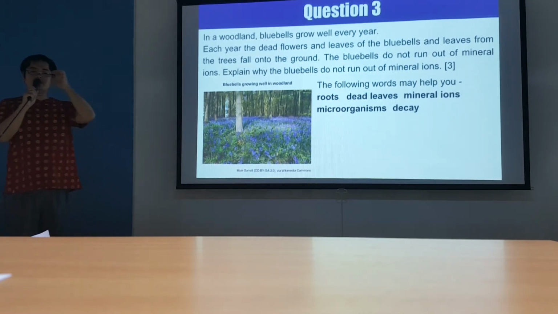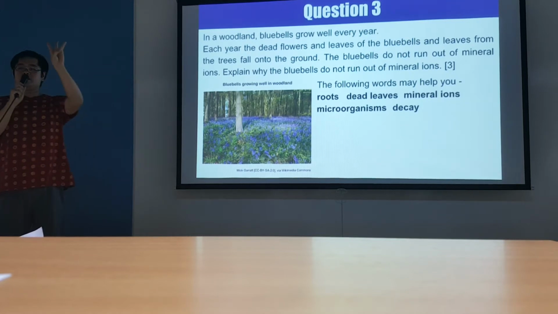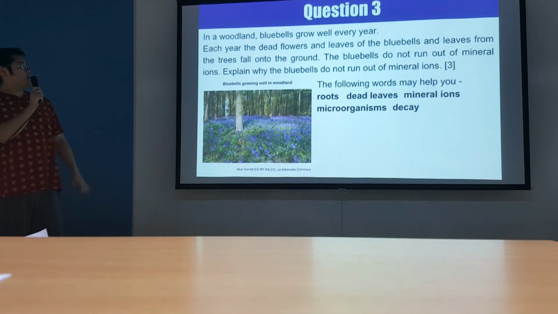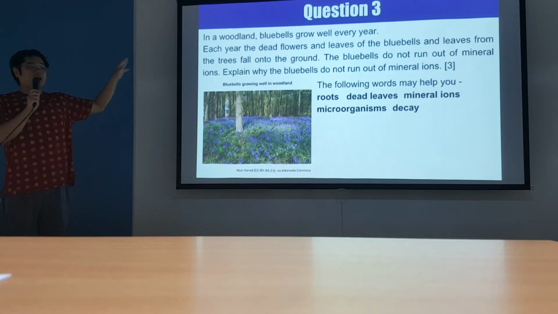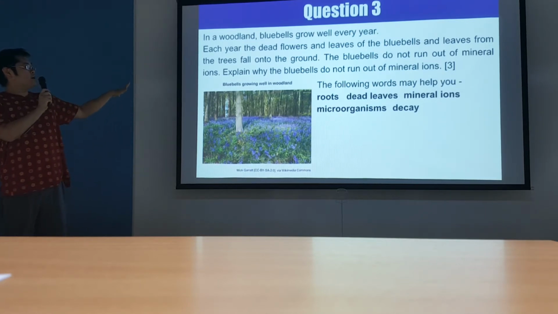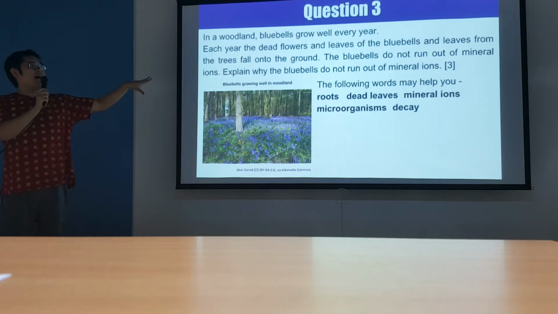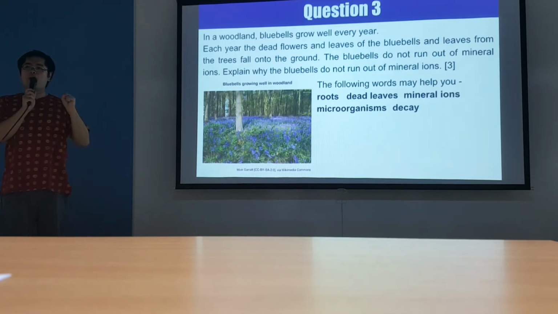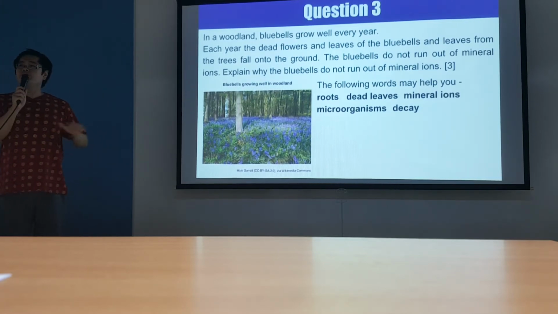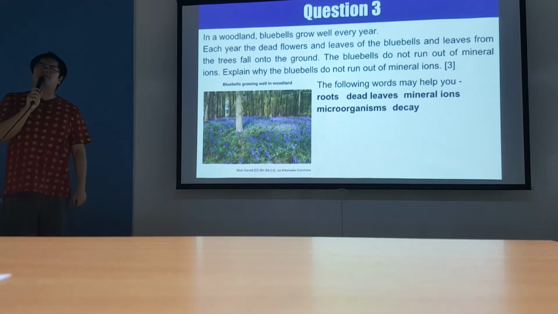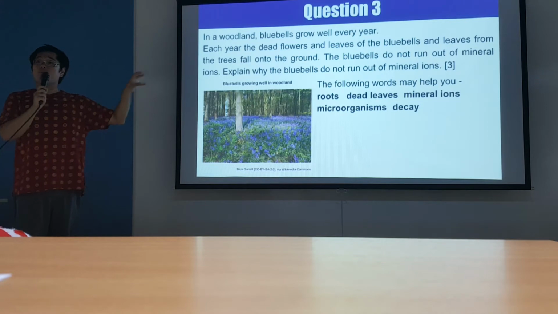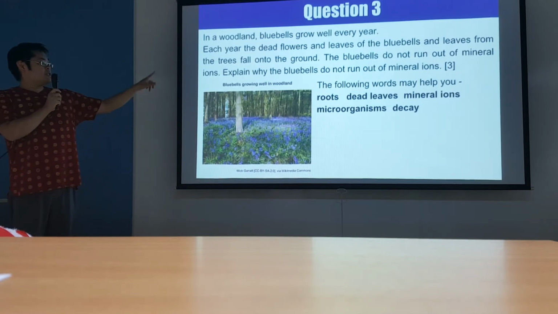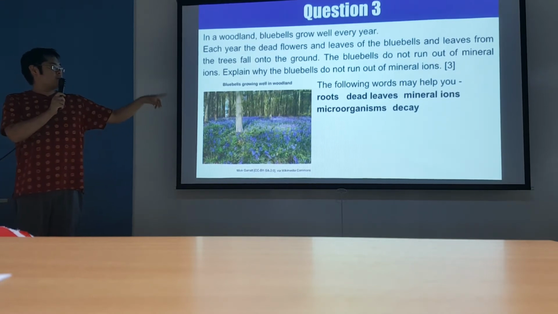Okay, so second last question, question 3. Now, again, you have this preamble. The bluebells do not run out of mineral ions. Explain why they do not run out. 3 points. Now, sometimes when you have 3 points, you say, oh my god, I don't even know what to do. Now, they might help you with some words. You might have roots, dead leaves, mineral ions, microorganisms, decay.